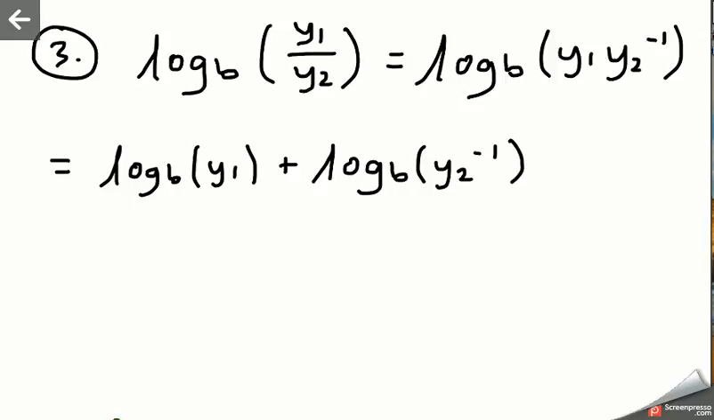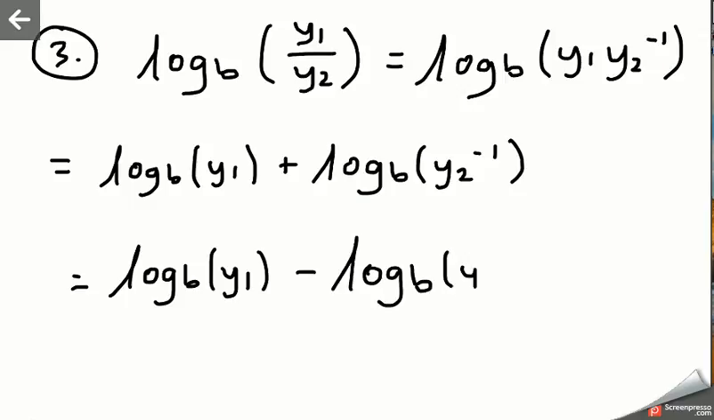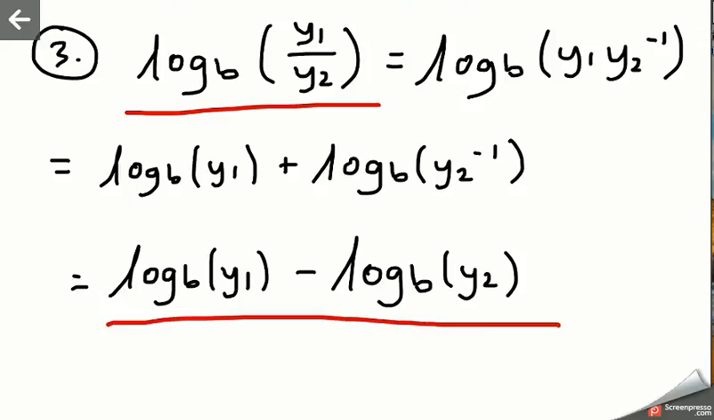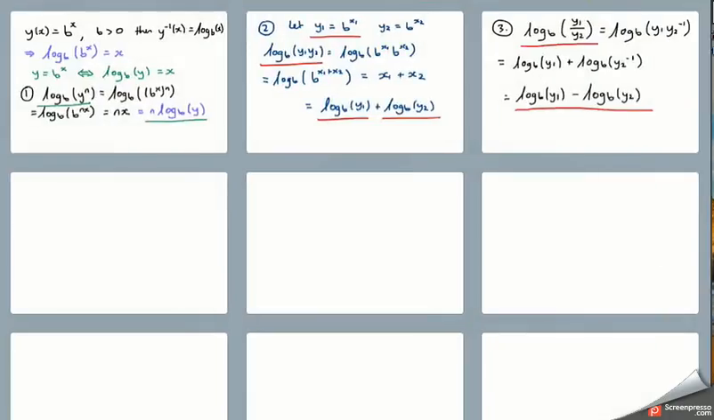Now by our power rule, we bring this negative 1 out the front. And so finally, this is equal to log to the base b of y1 plus negative 1 times log to the base b of y2. In other words, minus log to the base b of y2. So log to the base b of y1 divided by y2 is equal to log to the base b of y1 minus log to the base b of y2. So that's the third one.